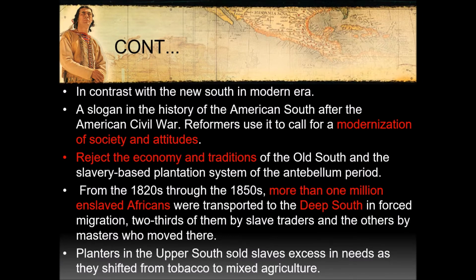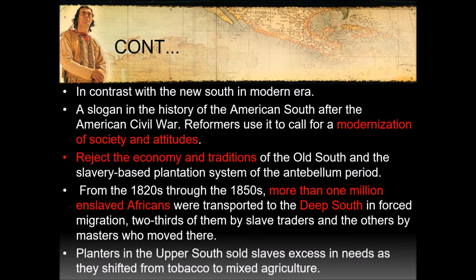That is in contrast with the New South in the modern era, a slogan in the history of the American South after the American Civil War. Reformers used it to call for a modernization of society and attitudes. They rejected the economy and tradition of the Old South and the slavery-based plantation system of the antebellum period. Between the 1920s and 1950s, more than 1 million enslaved Africans were transported to the Deep South in forced migration.